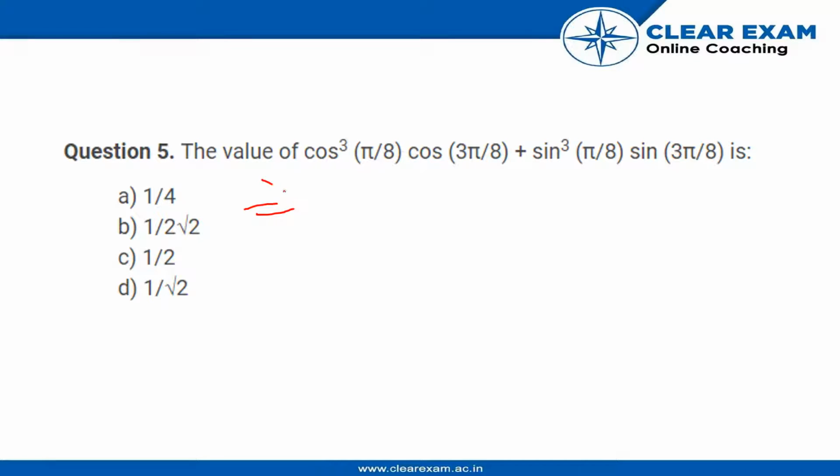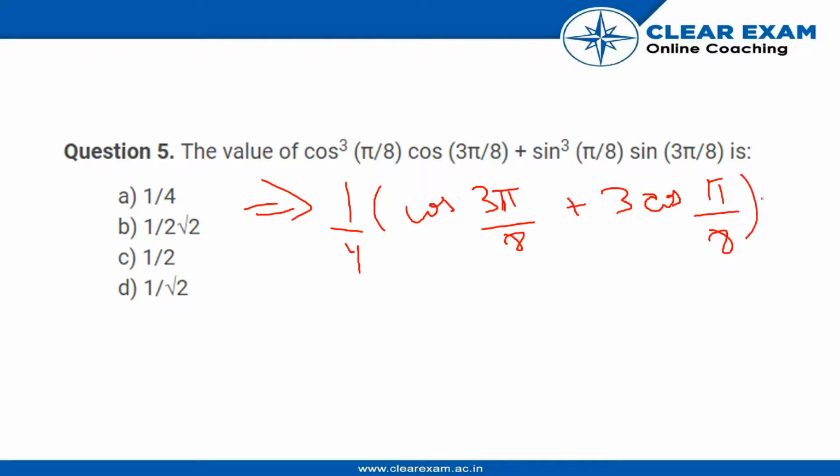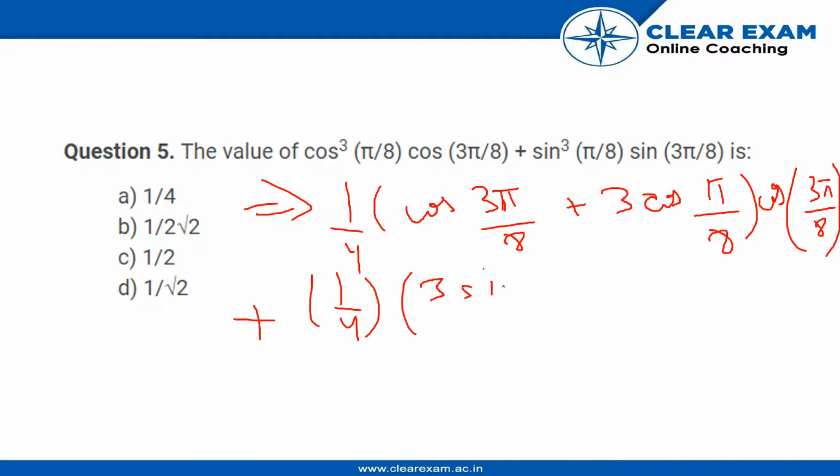So in order to solve, we will then write 1 upon 4 (cos 3 pi by 8 plus 3 cos pi by 8) on substituting, into cos 3 pi by 8, plus 1 upon 4 into (3 sin pi by 8 minus sin 3 pi by 8) into sin 3 pi by 8.